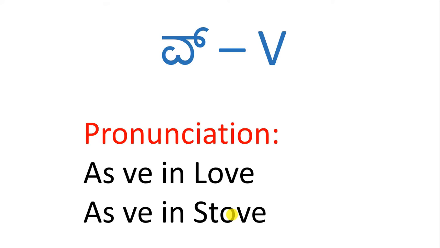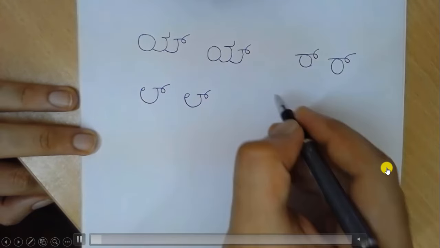The next root consonant is V. The way you pronounce it is as VE in love or as VE in stove. Love without L and O would sound like V. Stove without S, T and O would sound like V. That is how you pronounce this root consonant, V. Now let us see how to write it.